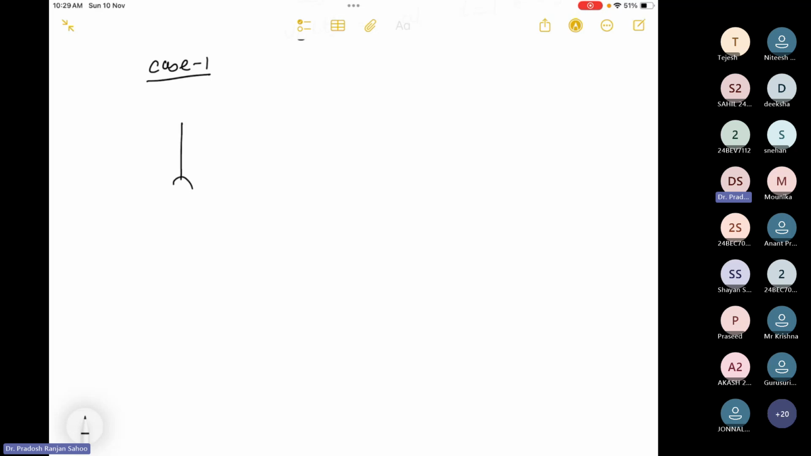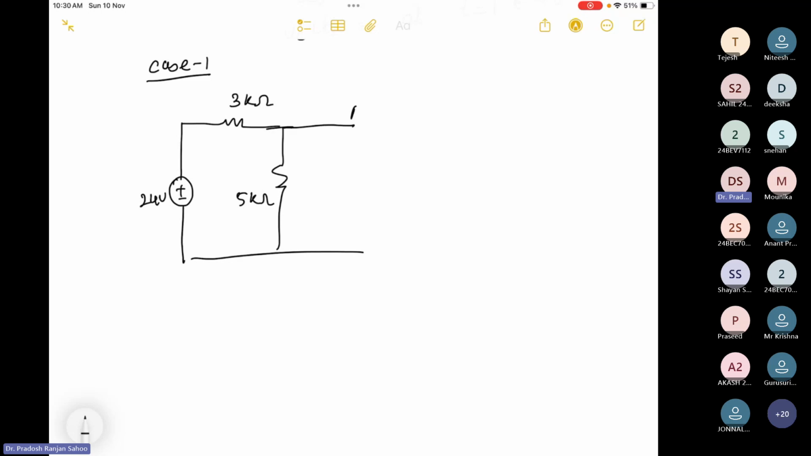So I'll draw, this is 24 volt. This is 3 kilo ohm. This is 5 kilo ohm. And the switch is connected. This is the position A and the capacitor is connected like this, 0.5 millifarad.